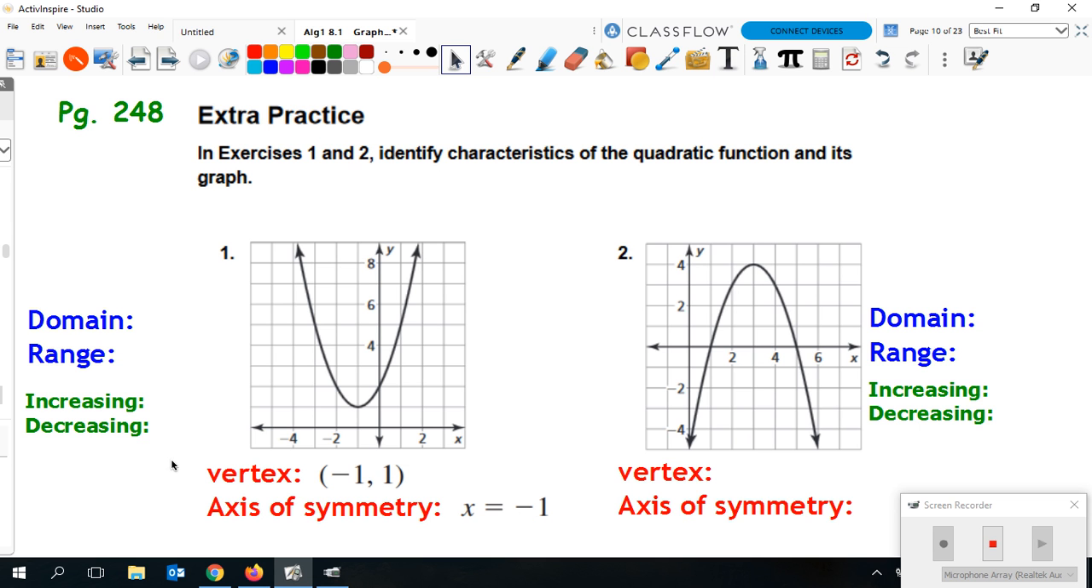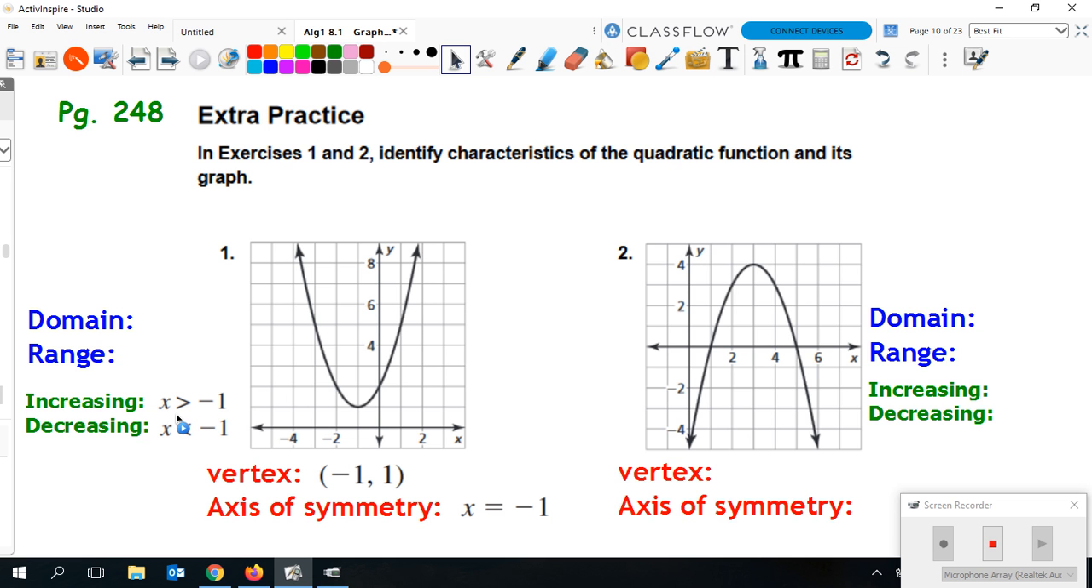Where is it increasing? You can see it's increasing right here as it goes up. So it's going down first, then it's going up. So when x is greater than -1, it is increasing. And when is it decreasing? Well, that's going to be on this side of that axis of symmetry line, when x is less than -1.